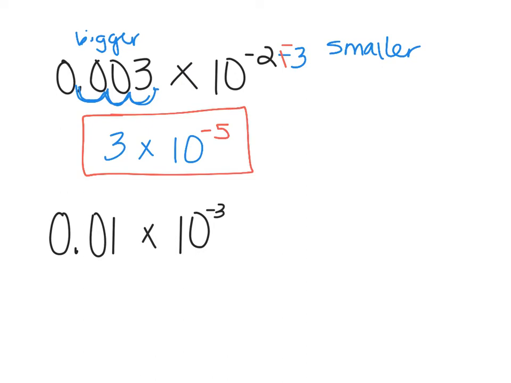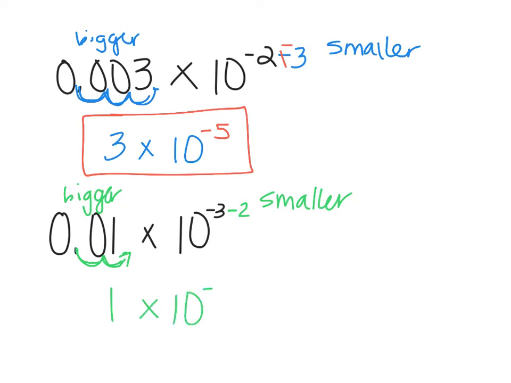Okay, let's look at the bottom one. On this one, again, I'm going to move it over 1, 2. I just made this number bigger. If I made that number bigger, I need to make this one smaller. And I moved it over 1, 2, so I'm going to subtract 2. Okay, I end up with 1 times 10 to the negative 5th. Again, I'm going to add the opposite there, and I end up with 1 times 10 to the negative 5th.